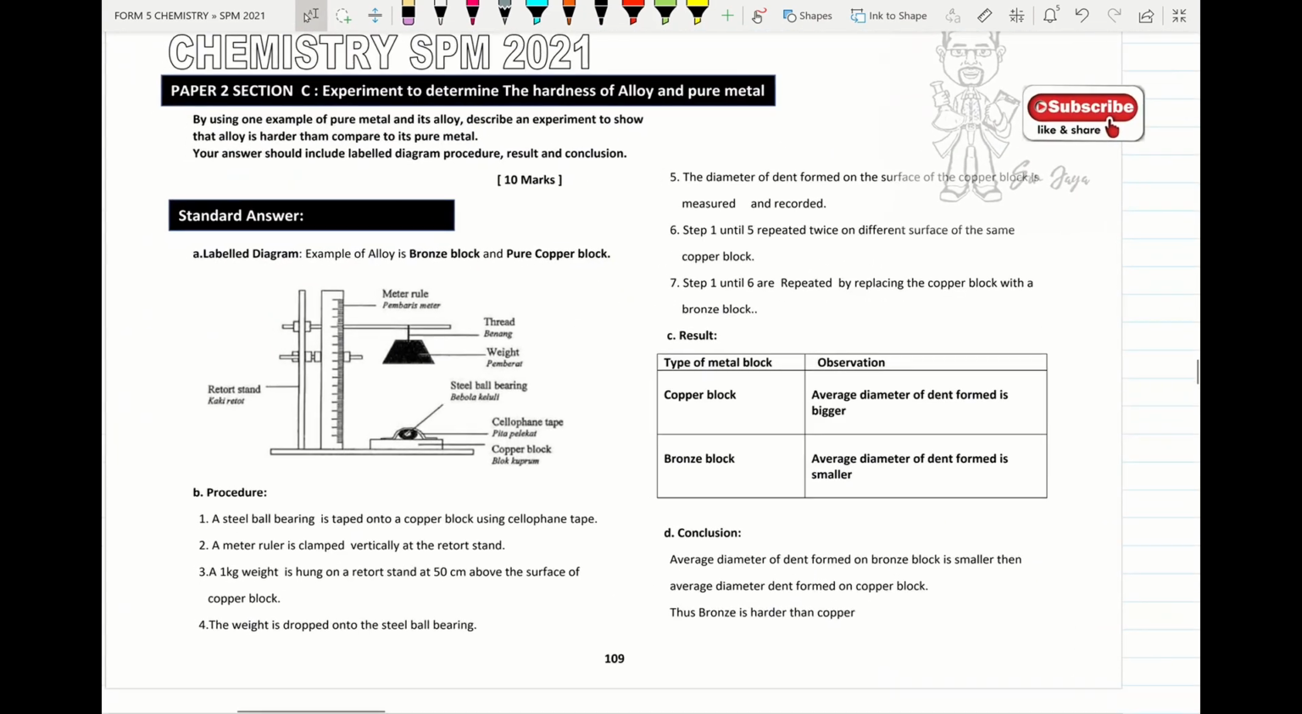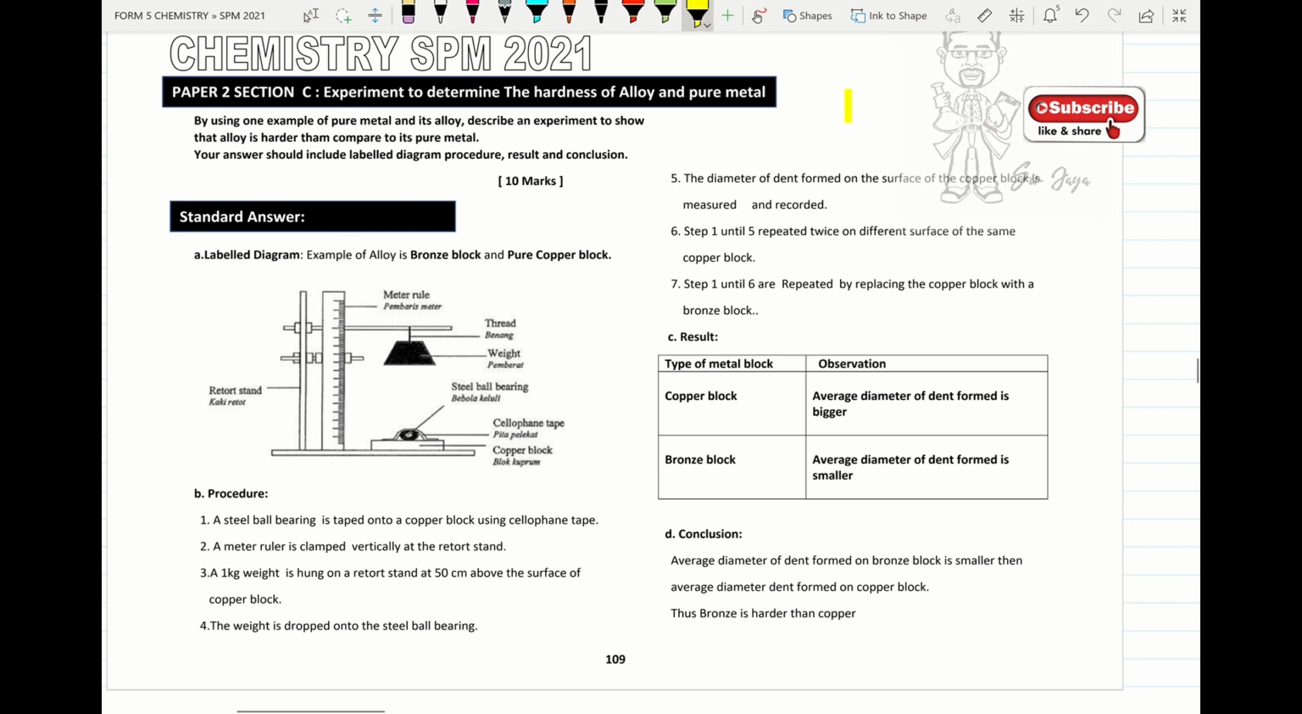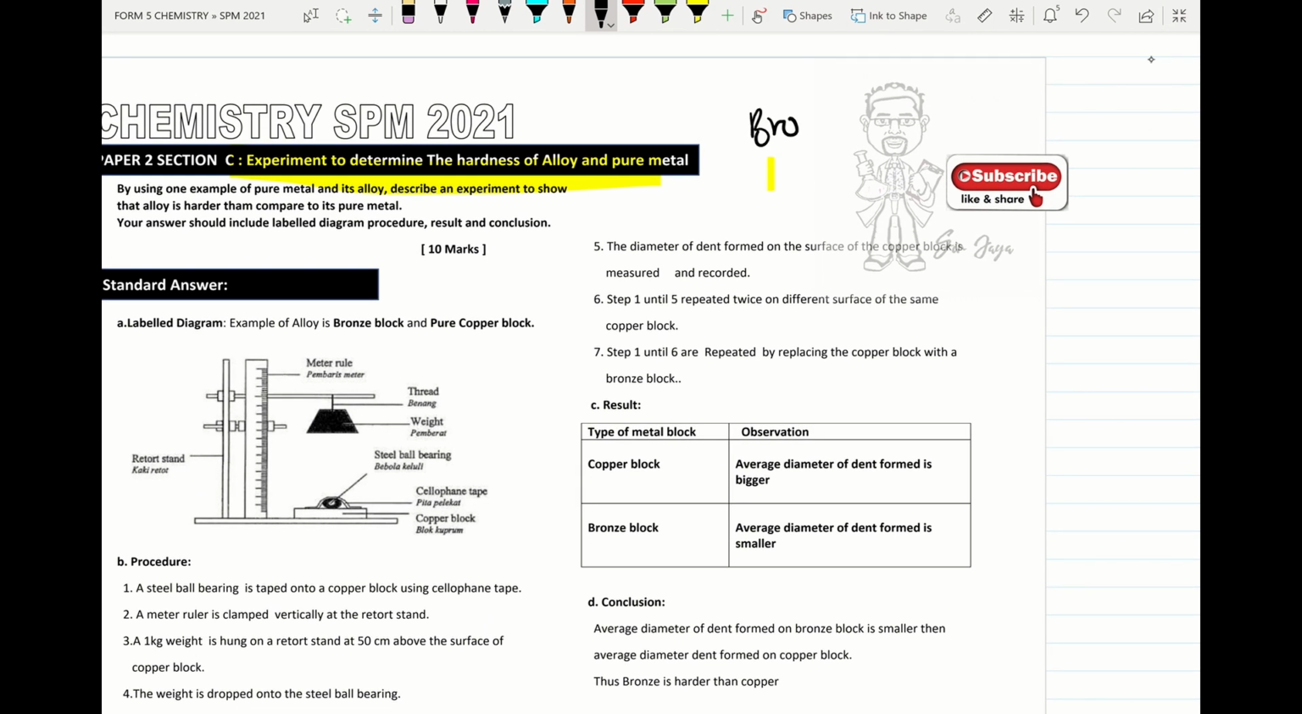Alright, and next one, to determine the hardness of alloy and pure metal. Hardness of alloy and pure metal. So we take alloy. Please remember we can take bronze, or we can take brass. The main element here is copper. We take the zinc. We take here tin. Alright, we switch the place. So we put here, this one we put here.